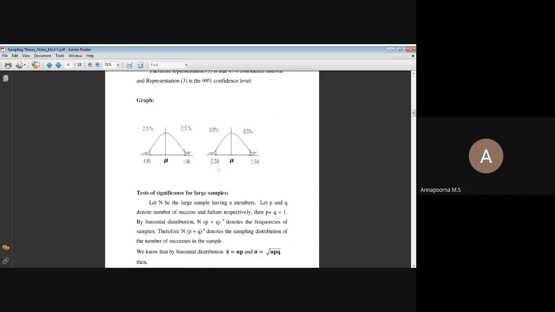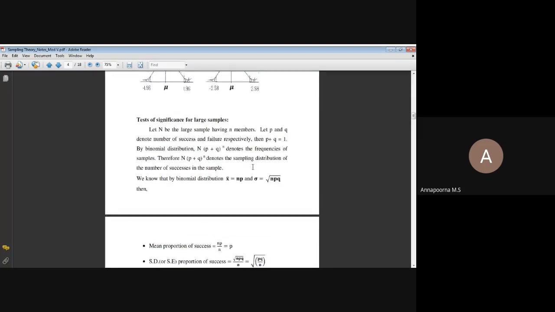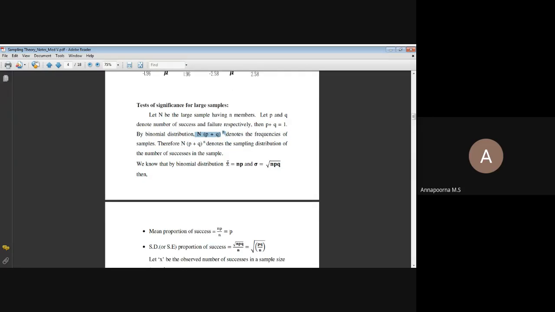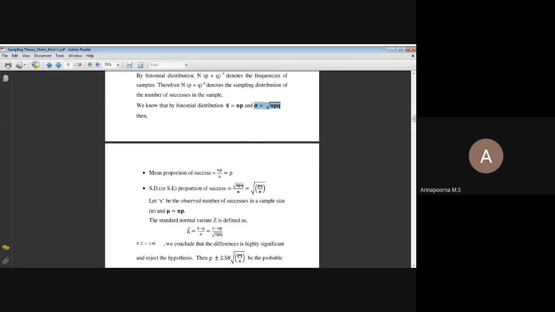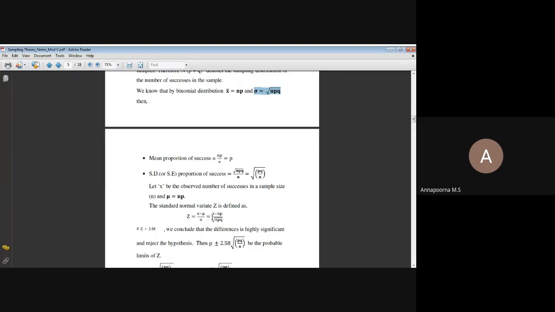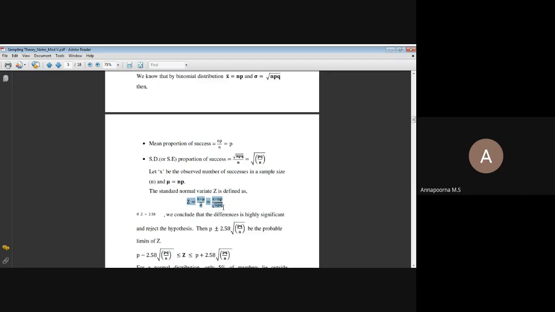Now see, this denotes the binomial distribution, frequency of samples. By the binomial distribution, mu is given by n into p and the standard deviation is given by root of n into p into q. In the normal distribution, the z value is x minus mu divided by sigma. If you substitute these mu and sigma values, you will get your z value as x minus np divided by root of npq.